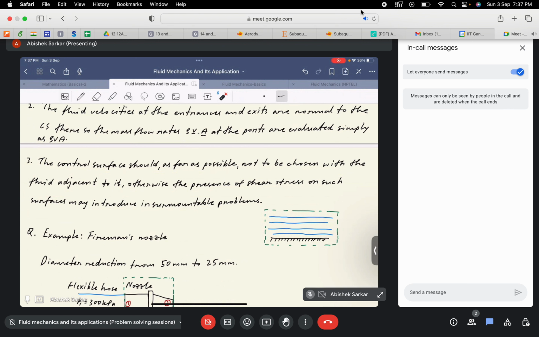So we would see an example of how the consideration of shear stresses is eliminated by the choice of such control volumes. But just as a pre-reminder, ideally a choice of control volume would be such that we are including the walls also, above which or along which the fluid flows, so that we can ignore the existence of the shear forces that would have acted on the fluid if we would have ignored the walls.